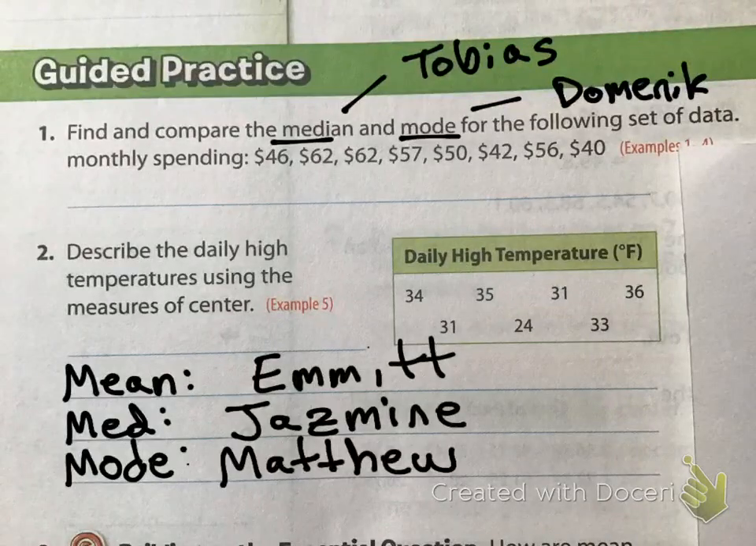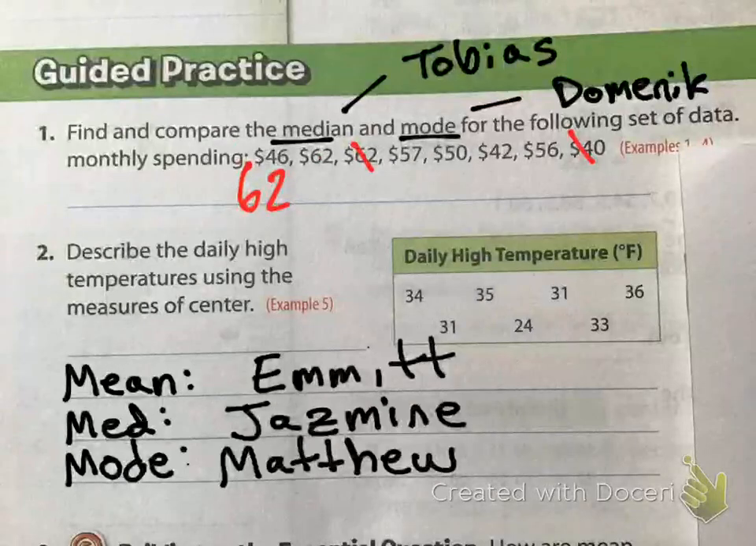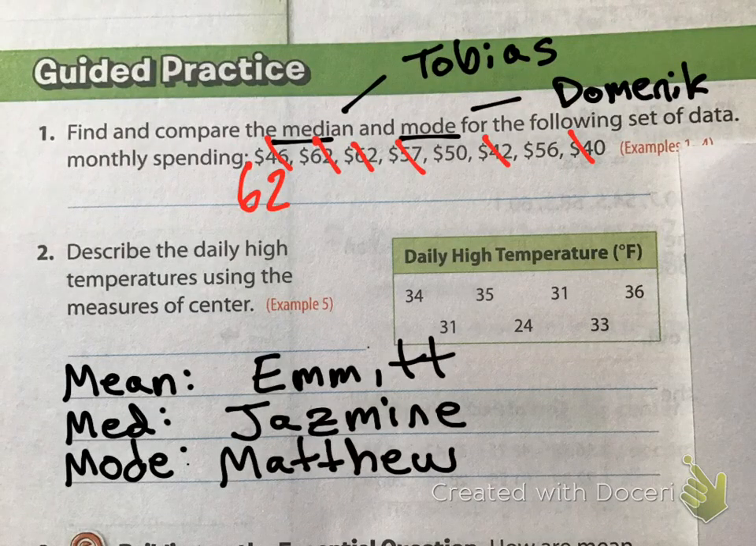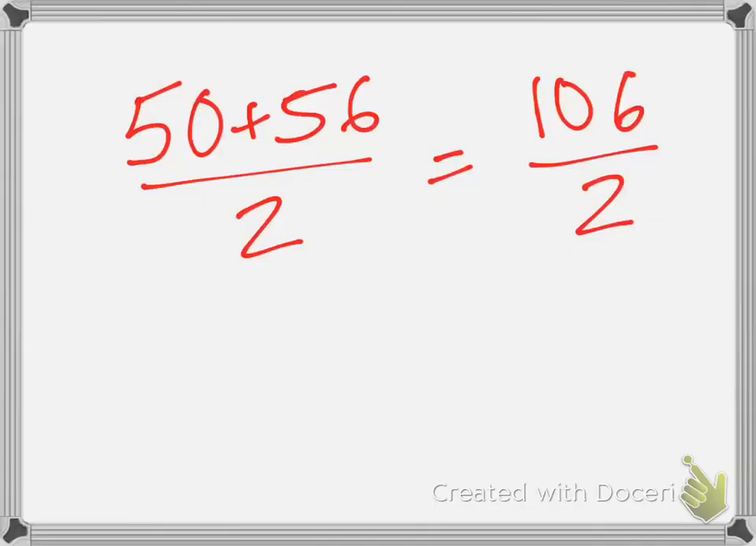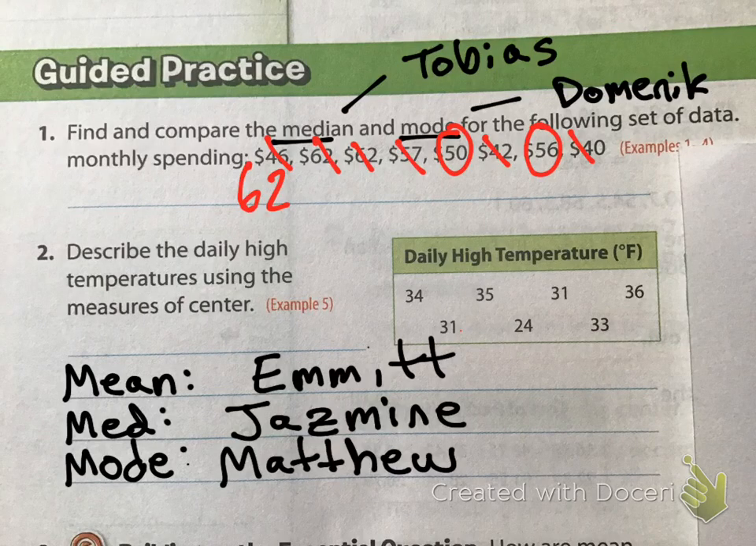Is it 62? Yes, it's 62 because that's the only number that repeats. Our mode is 62. Since we have an even number, we've got to find the average of those two numbers. Let's do the crossing off. Our biggest one, we've got a 62, then we've got a 40. We've got a 62, then we've got a 42. We've got a 57, we've got a 46, and then we have these two numbers left, 50 and 56. Yes, Tobias. So we add that 50 and 56. We divide by 2. 106 divided by 2, as you just said, is 53.